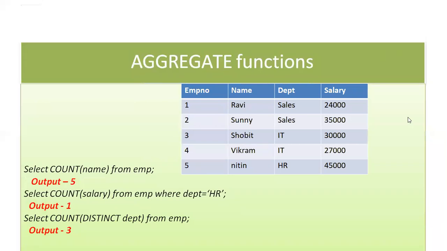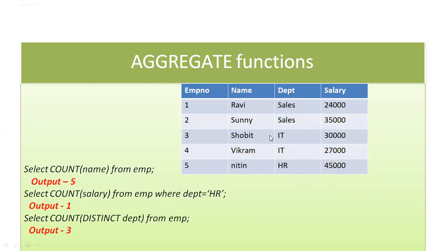So now another aggregate function example is count. See here, SELECT COUNT name from EMP. It will count all the names from the employee table. So how many names are here? 5 names. So it will display 5. So SELECT COUNT salary. It will count the salary from employee where department equals HR. So how many records are there for HR? Only 1. It will display 1.